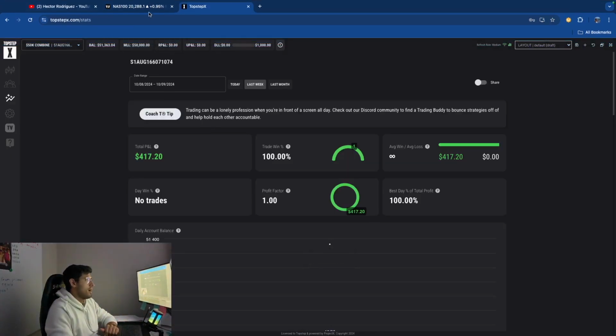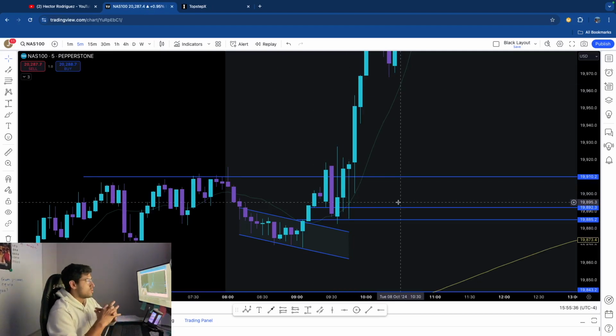$417 top step account, and we're just working with the strategy. This strategy is so powerful. You need to go backtest this strategy and see that it works. Everyone kind of has their own unique twist to trading. So I took what doyleexchange and carlosfx have taught me, and we're taking that and running with it. I've backtested this.